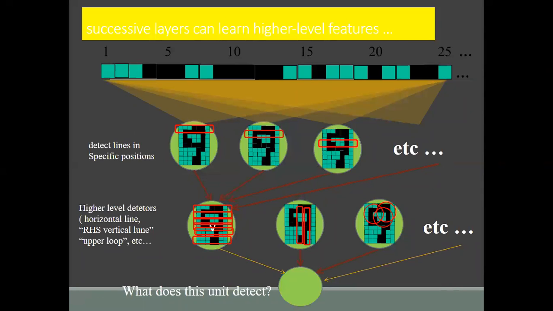So what is it talking about? Horizontal line detectors. So these are horizontal line detectors. This is a vertical line detector. And this is a circle. So different circles can also be detected, correct? So the feature detectors can be in many different ways.